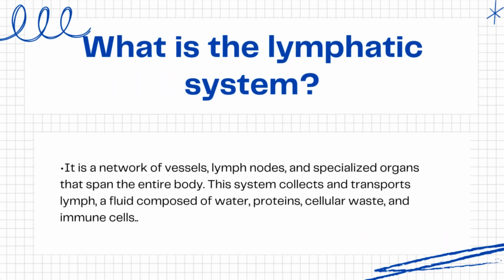First of all, what is the lymphatic system? It is a network of vessels, lymph nodes, and specialized organs that runs throughout the body. It collects and transports lymph, a fluid composed of water, proteins, cellular waste, and immune system cells.